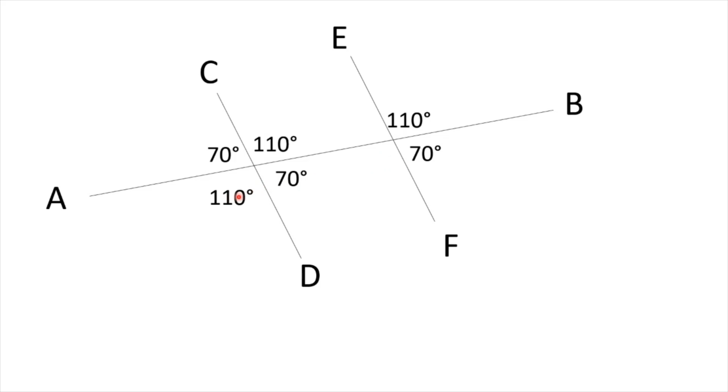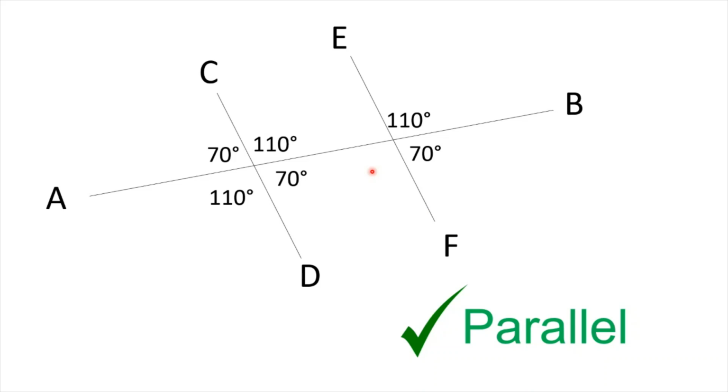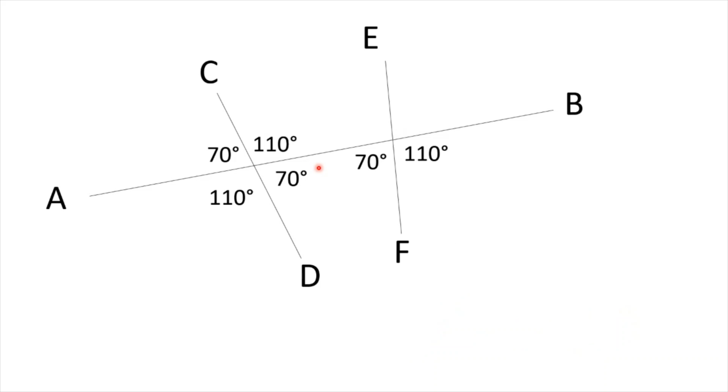Now, as we can see, in this one, the intersecting angles are equal. So these two lines are parallel. Ding, parallel. And that's because they are crossing AB at the same angles, basically. Easy peasy.